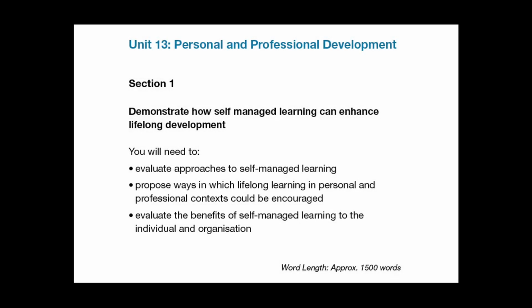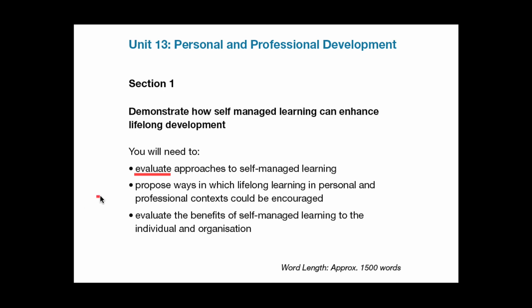On to section 1. Bullet point 1 is asking you for an evaluation of different ways of approaching self-managed learning. So keep in mind that an evaluation is more than just a description of the different alternatives that are available. You need to look at the advantages and disadvantages of alternative approaches, but you could also look at how different approaches might be used in different circumstances. And remember, this unit is very much about personal as well as professional development, so you need to look beyond just development for the workplace.